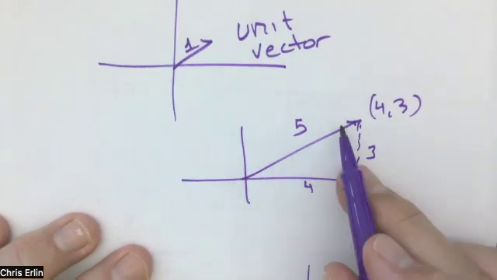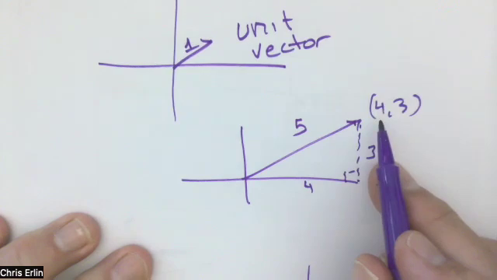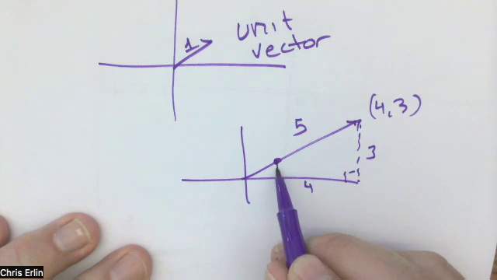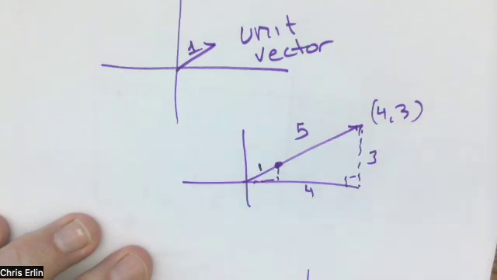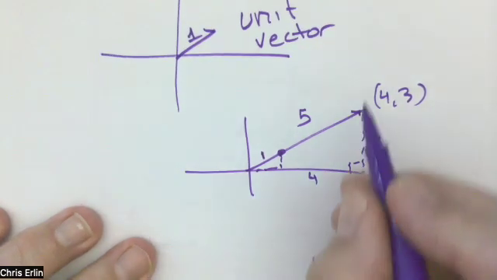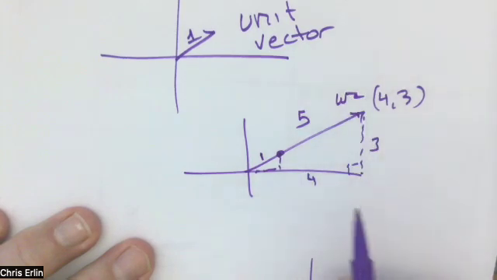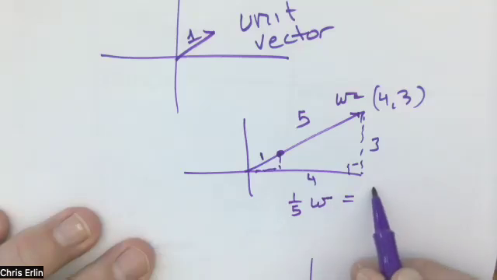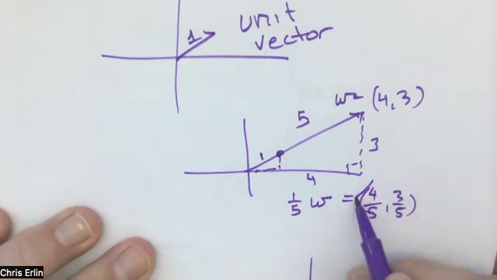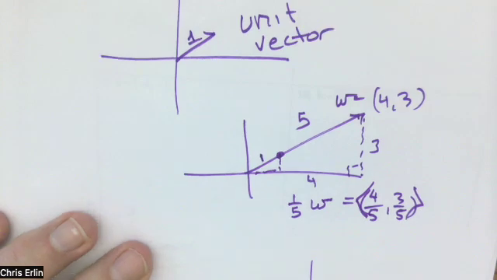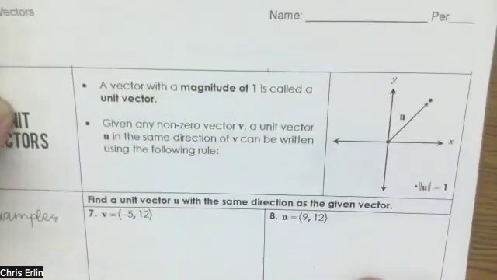If this is 5 units long, and I've got the coordinate ending here, the terminal point, how could I find a spot here where this length is 1? Divide it by 5. It's exactly right. We would take, if this is vector W, for example, I would take vector W and multiply it by 1/5. In other words, we'd get 4/5, 3/5, and it would proportionally stay the same direction, but it would change the magnitude to be a single unit value.